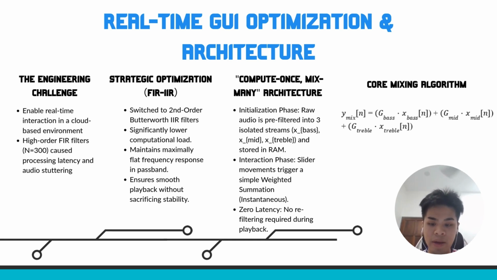So in this GUI, to make sure of the speed, we use pre-calculation first. The raw audio is pre-filtered into three isolated streams: the bass, middle, and treble, and they are stored in RAM. So whenever we move the slider, it triggers a simple weighted summation. This makes sure the result we get is zero latency. As you can see, the core mixing algorithm is the summation of our results.